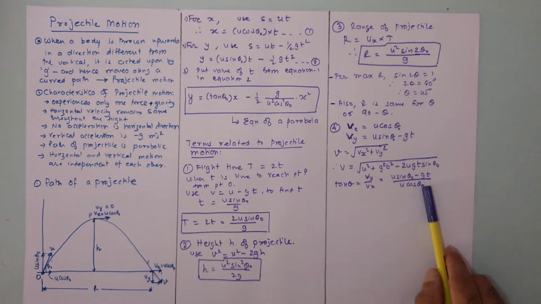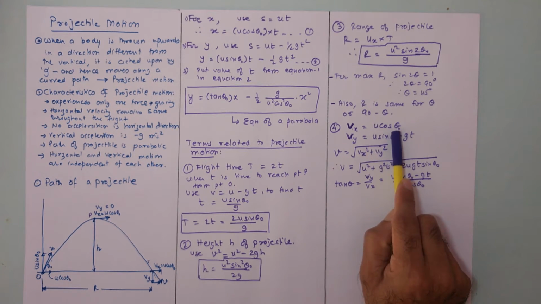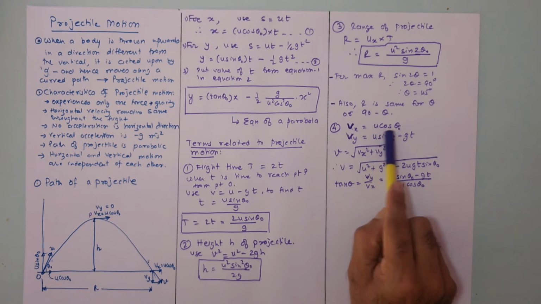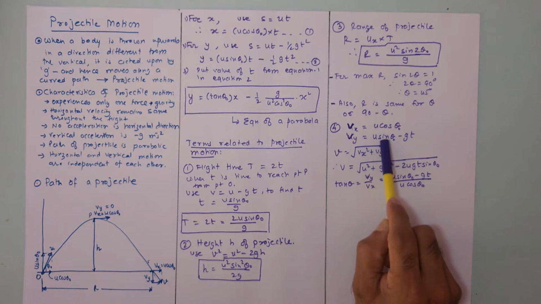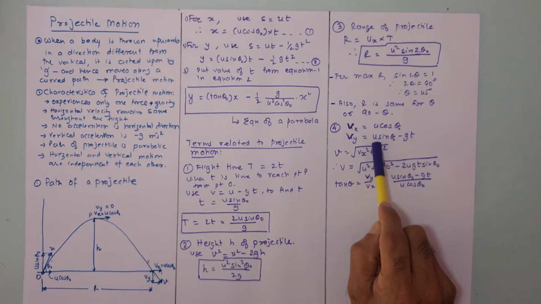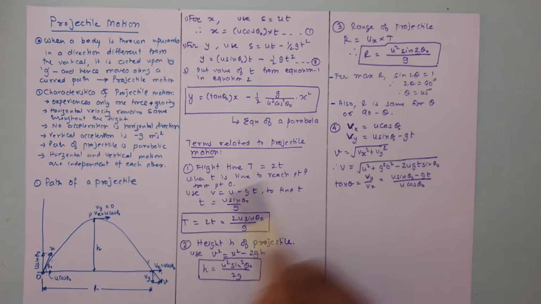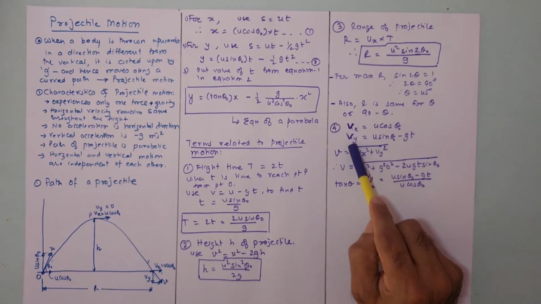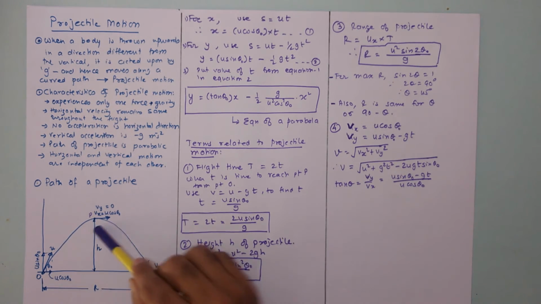Okay, last final point. Vx we know is u cos theta. The horizontal component of velocity remains the same throughout. As far as Vy is concerned, it is u sine theta minus gt. This is obtained by v is equal to u plus at. v is the final velocity in the vertical direction. The initial velocity in the vertical direction is u sine theta 0. This is u minus gt. So this is Vx and Vy, which we can use at any particular location.